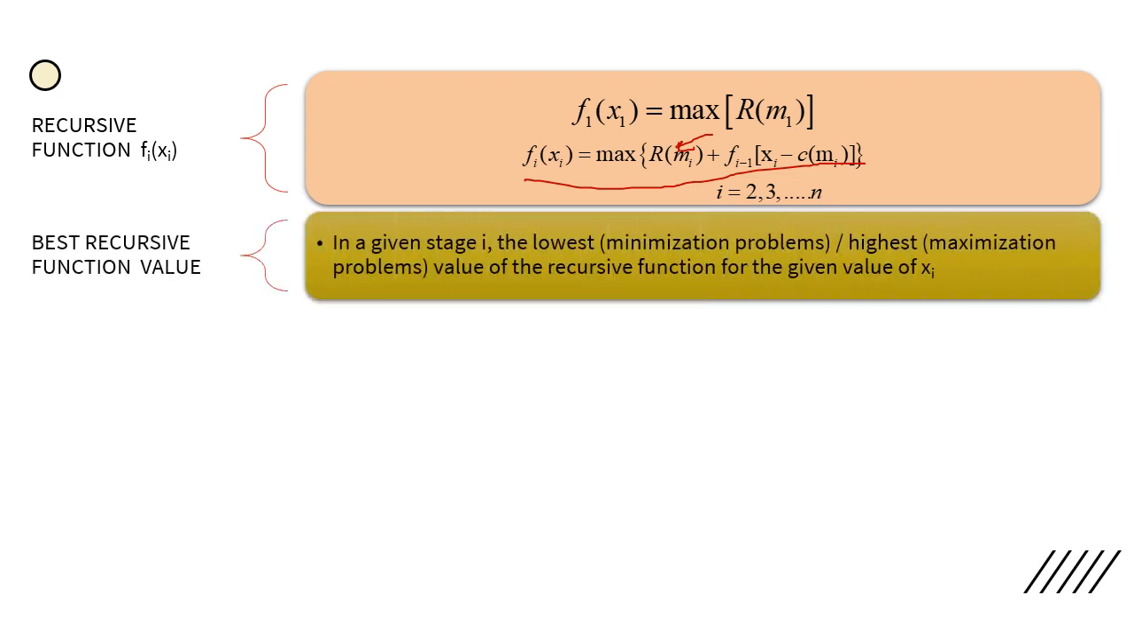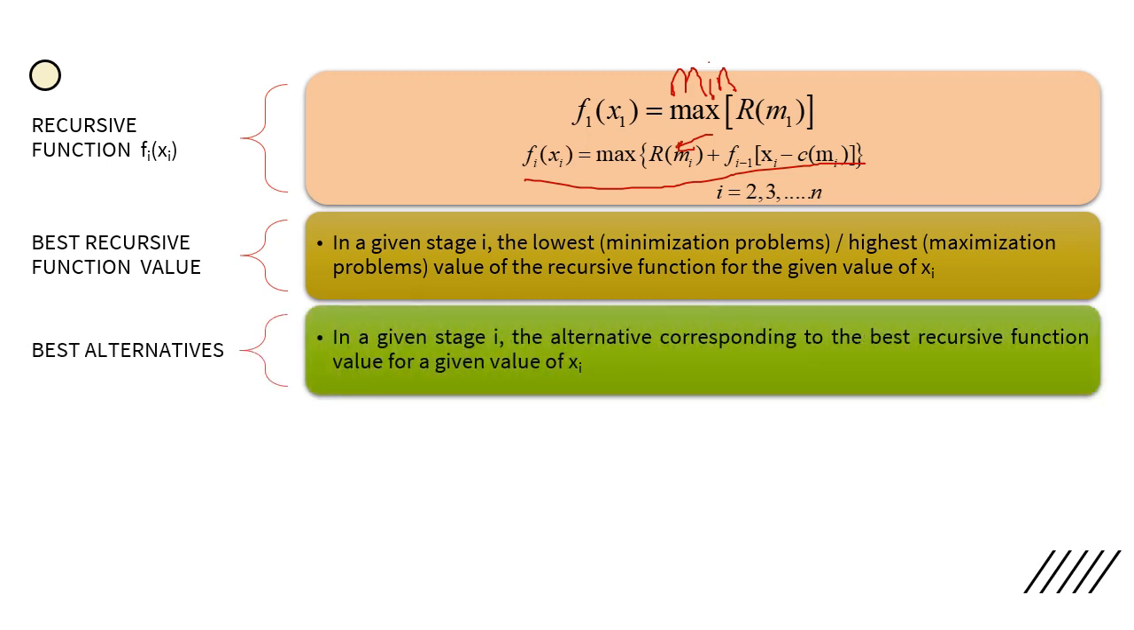The next one we call the best recursive function value. It may be a lowest value or a highest value. So for a minimization problem, we use minimum. Instead of maximum here, it will be minimum here. So minimum of R of M1. For a maximization problem, it is the maximum function.